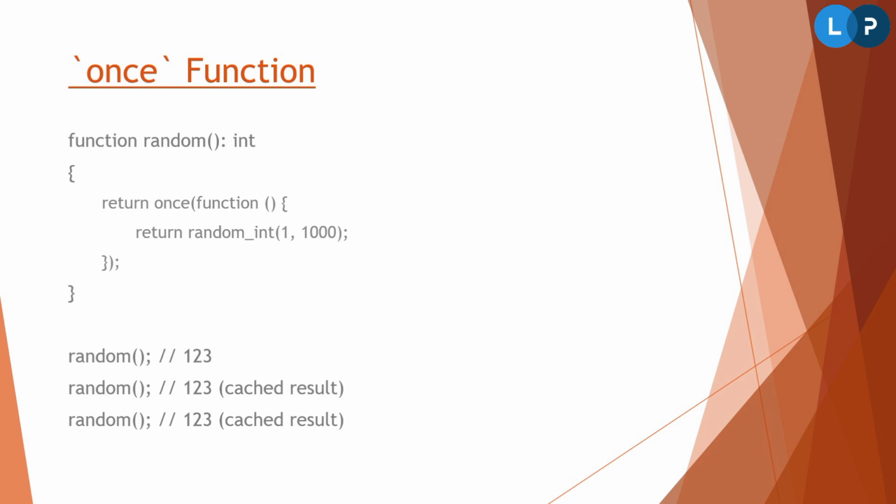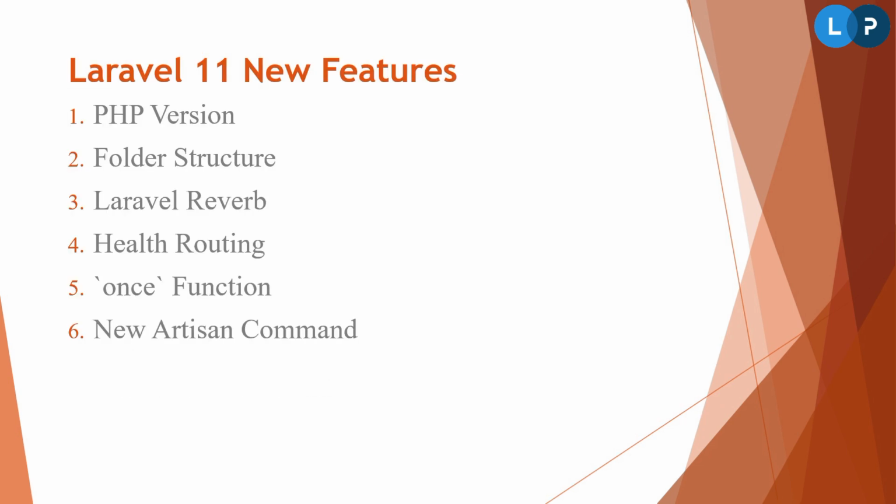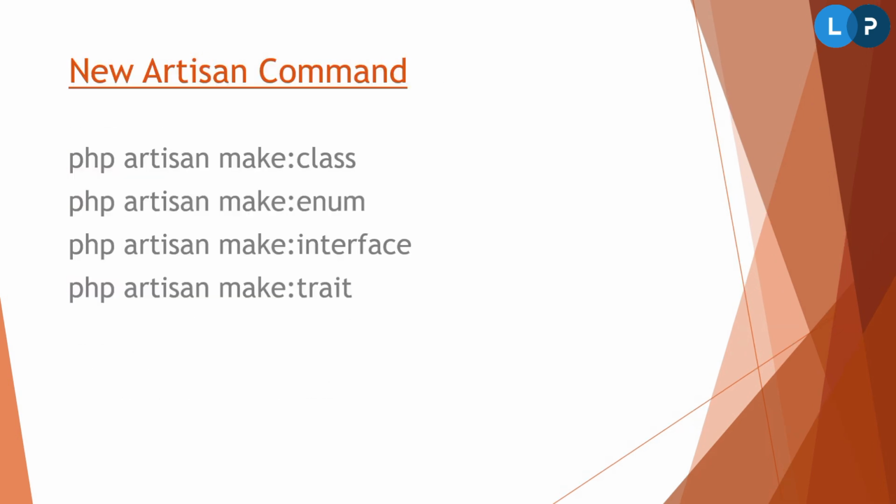Okay, so let's see the next thing. The next thing is the new artisan commands. In Laravel we get some new artisan commands to make a class, an enum, an interface, or a trait. These are the new commands Laravel introduces.